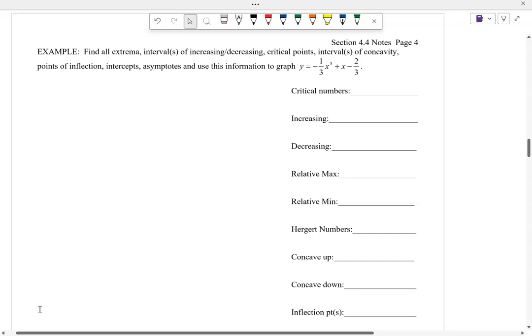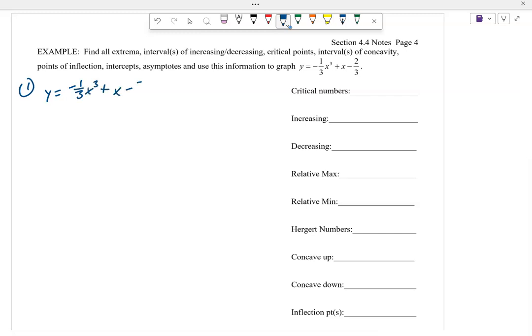Now here, notice we're asking about everything. Where are you increasing, decreasing, relative min, max, all that stuff. So we're going to have to analyze the first derivative, and then we'll analyze the second derivative, right? So we use both tests on this one. So here's our function, y equals negative a third x cubed plus x minus 2/3. And let's go ahead and take the first derivative. Where's this equals 0? So I got negative 1x squared plus 1.